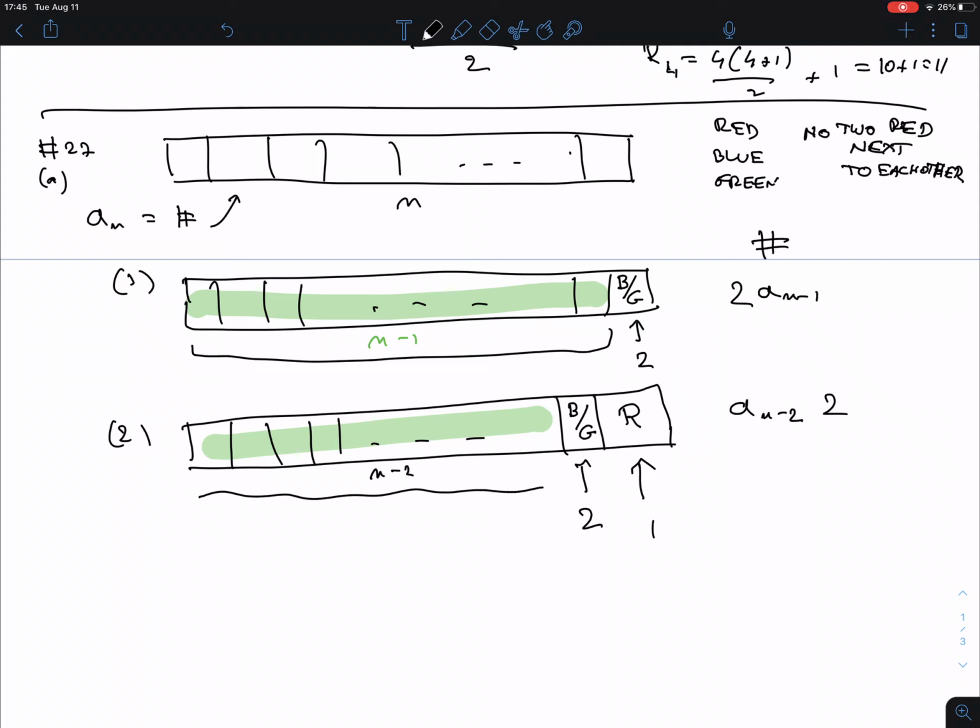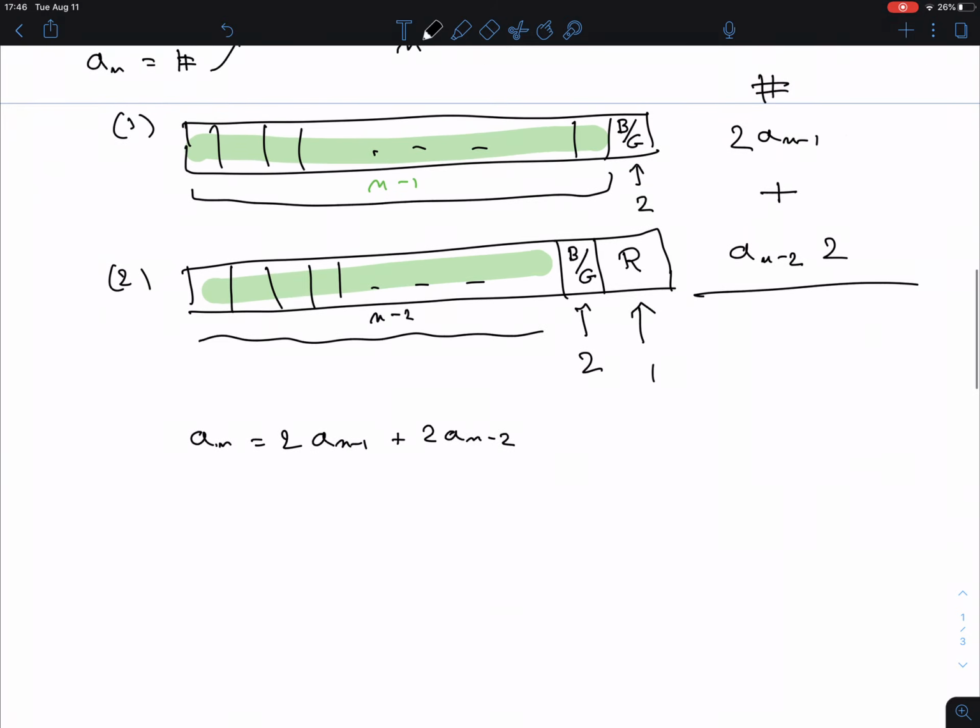So it's the sum rule, I can add them, but I always have to think, do I double count something? No, because of the way I constructed it. So the formula is a_n = 2a_{n-1} + 2a_{n-2}. And then what are the initial conditions? Yeah, right, we didn't look at that.